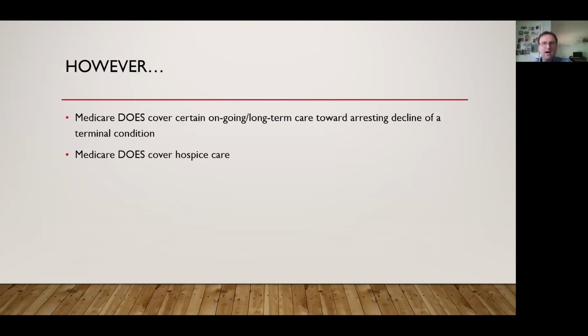So I mentioned that long-term nursing care does not, for the most part, fall under Medicare.